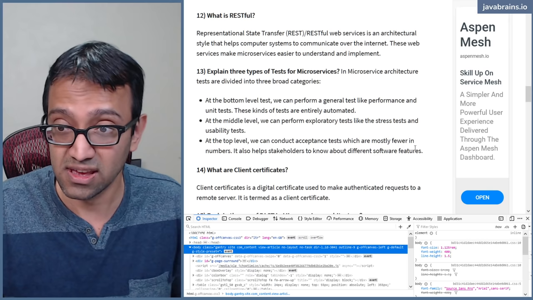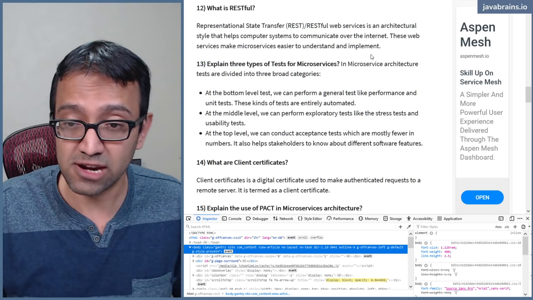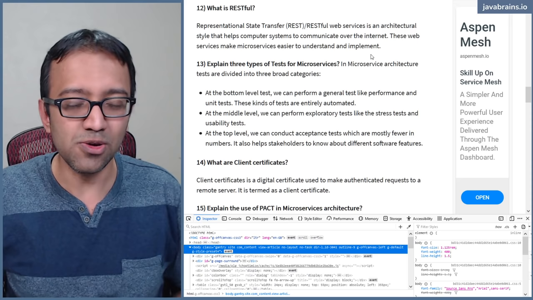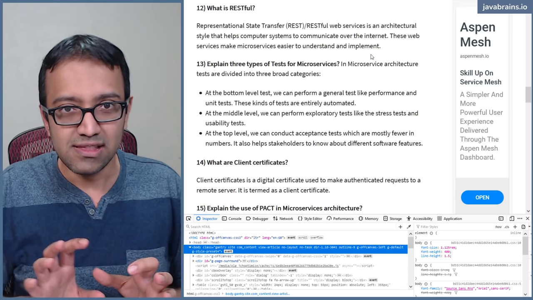All right. Explain the use of PACT in microservice architecture. Well, PACT is one of the things you can use. You remember I was talking about contract testing? It's a very important thing with microservices. You can change the internals of the microservices as much as you want, as long as the external API hasn't changed, right? The external contract hasn't changed.